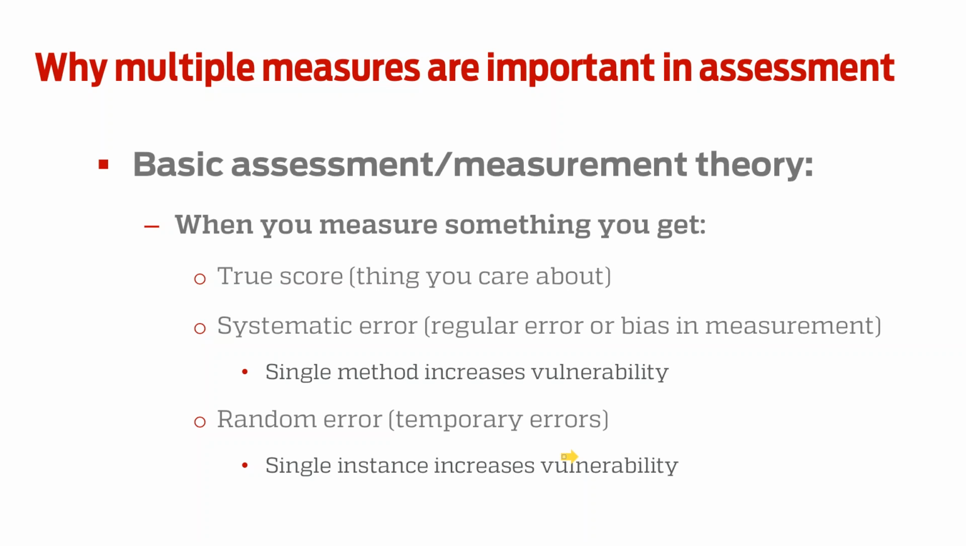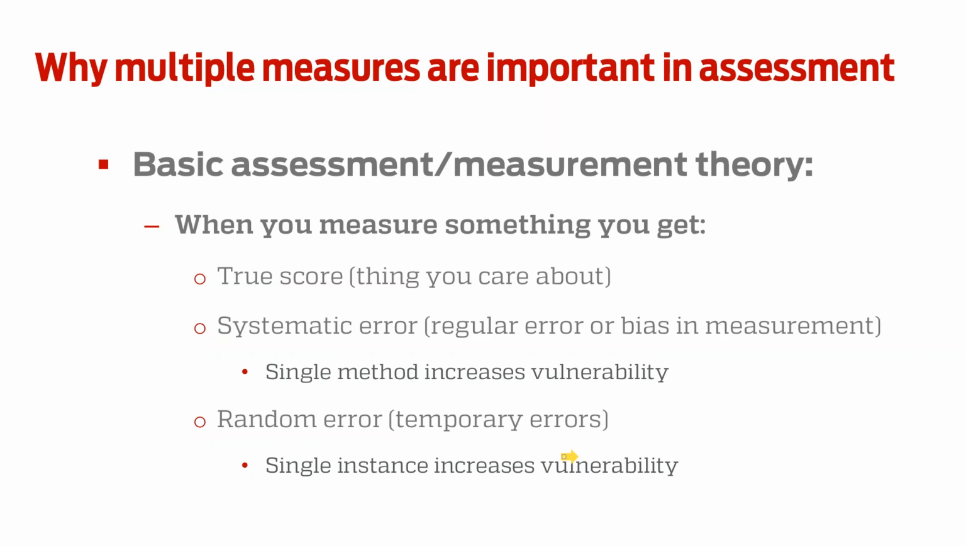You get systematic error, so error that's regular or a bias that's part of the measurement. And anytime you use a single method, that increases the vulnerability to this type of error. So if you measure just using one thing and it's not a good measure, then you're not going to get very meaningful information out. You're not going to measure what you're trying to get. You also get random error, right? Temporary errors, things that are a consequence of that moment in time when you measure things. And so anytime you use a single instance of a measurement, that increases the vulnerability to error and reduces the quality of what we're measuring.